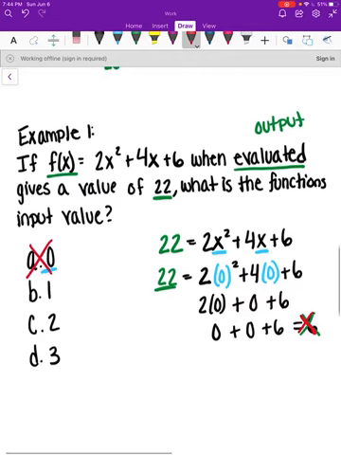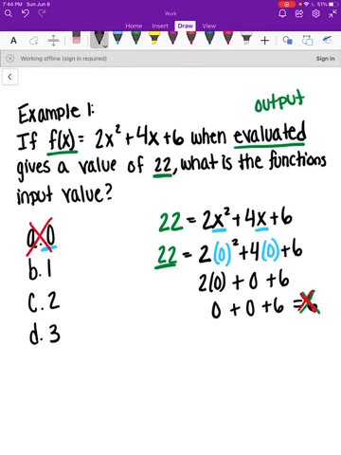So now let's try 1. So again, we're going to do 22 equals 2. Now I'm going to plug in 1 into these spots instead of 0. 2 times 1 squared plus 4 times 1 plus 6. And I want that right side to equal 22.